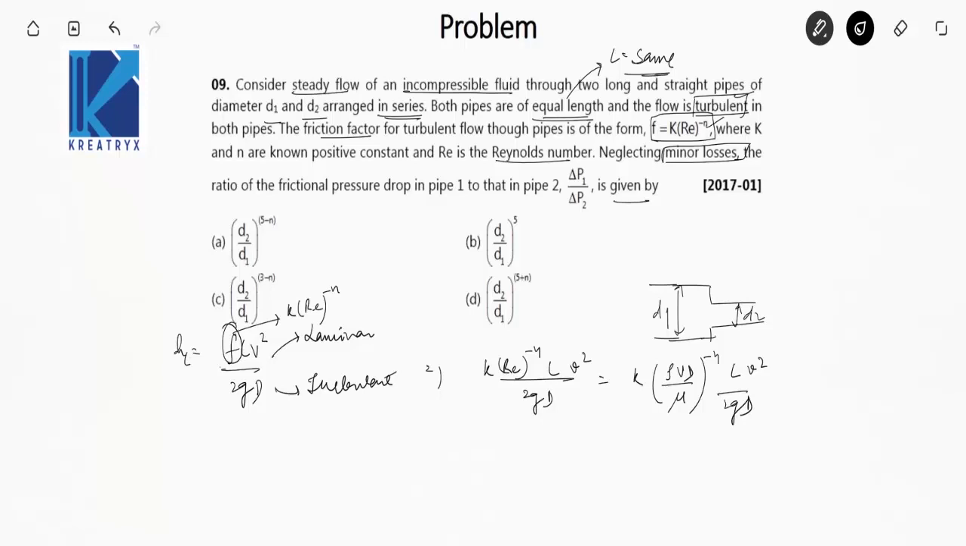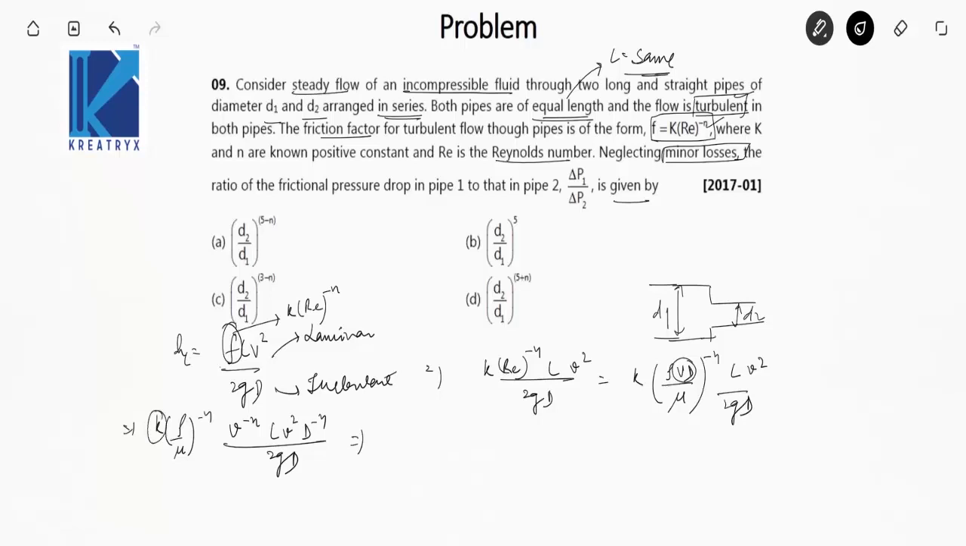Again, let's simplify it further. That implies this will be K rho by mu raised to power n, V raised to power minus n, L V square, D raised to power minus n upon 2gD. Simple mathematics. I have taken the V and D values out of this bracket. Let's further simplify this.